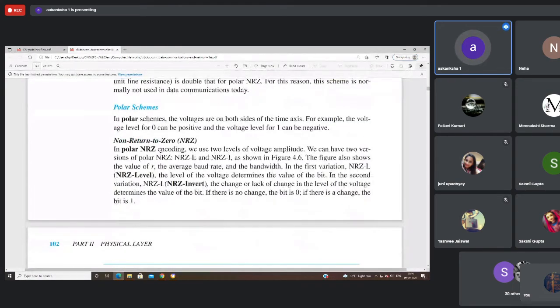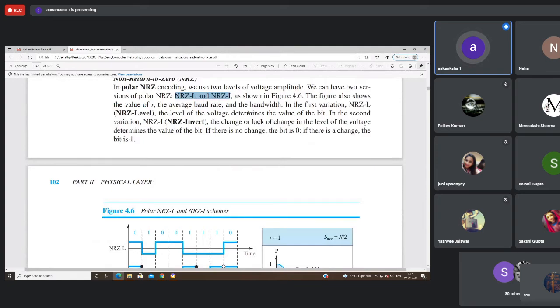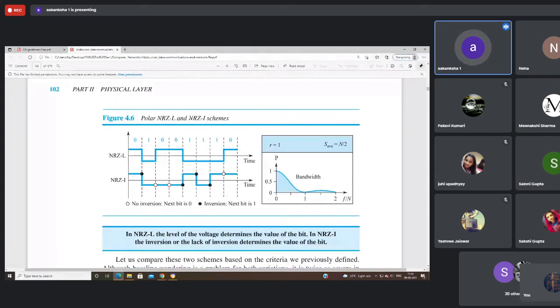Now in polar NRZ, we have two schemes, NRZ-L and NRZ-I. One is known as non-return to 0 level and the other non-return to 0 invert. In NRZ-L, the level of the voltage determines the value of the bit. In the second, the change or lack of change in the level of the voltage determines the value of the bit. So if there is no change, the bit is 0. If there is a change, the bit is 1. Let's see what that means.